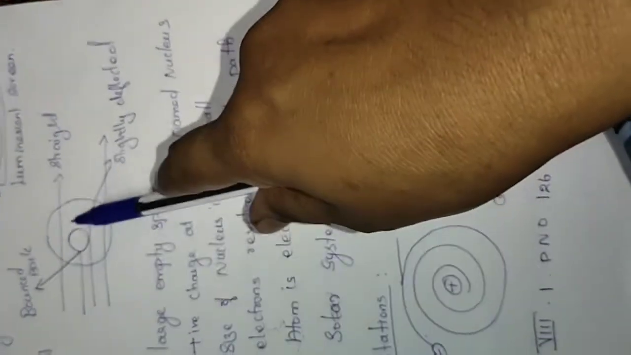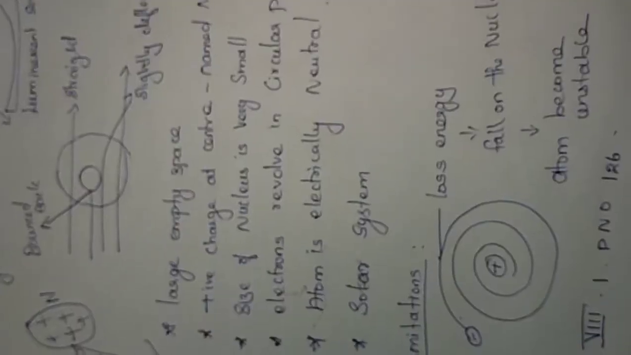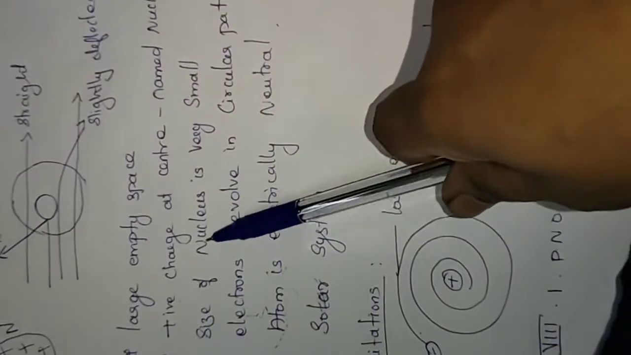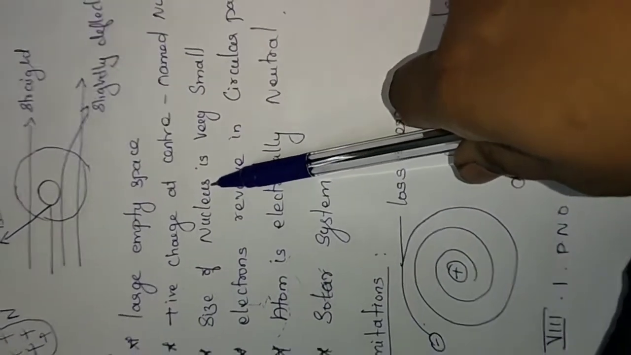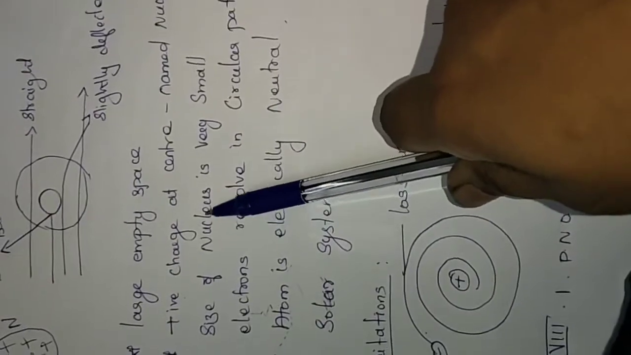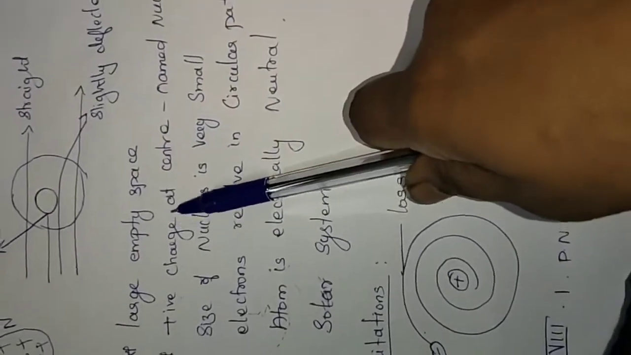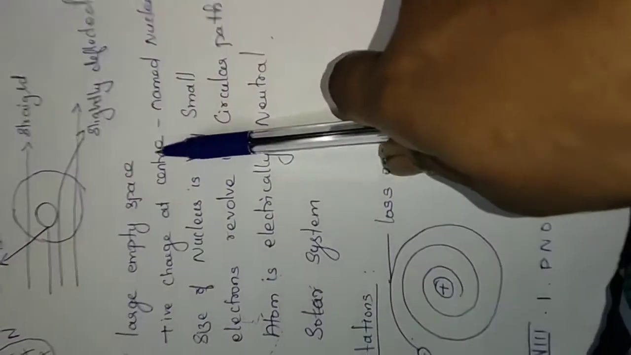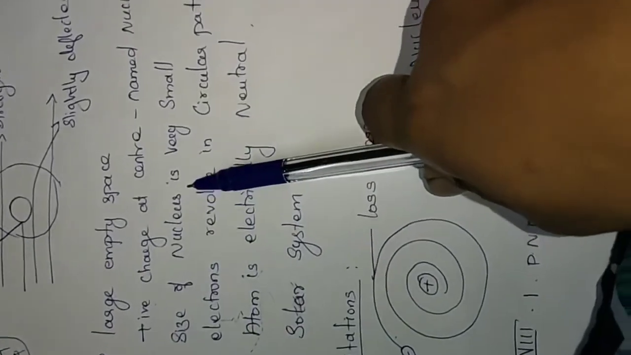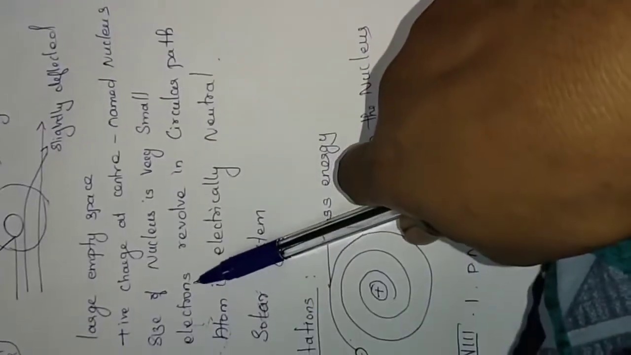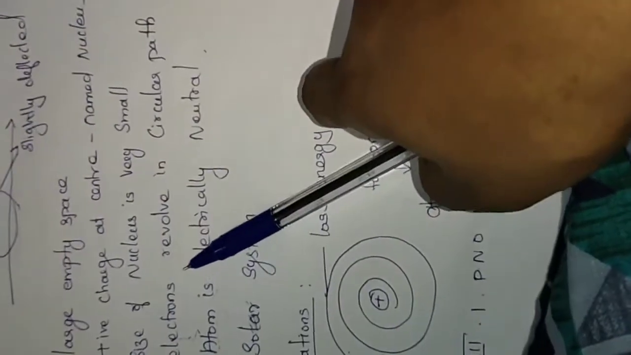It is found only at the center and it is very, very small. The size of the nucleus is very, very small when compared to the atom, and it is responsible for the mass of the atom. And he said that the electrons revolve in a circular path.